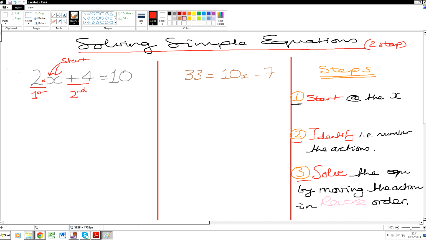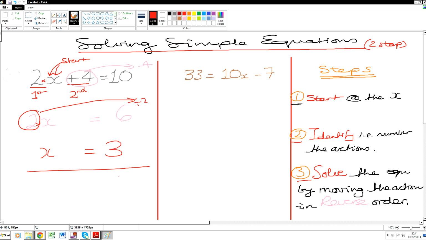What that means is we move the last action first. The opposite of add 4 is minus 4. So what we do now, we copy everything down. We say 2x is equal to 10 minus 4, which is 6. Now we've got the first action to move, which was times by 2. We've done the second action first, now the first action goes last. The opposite of times by 2 is divide by 2. So we copy down the x, we copy down the 6 divided by 2, that will give us an answer of 3. And that is the final answer for that question.